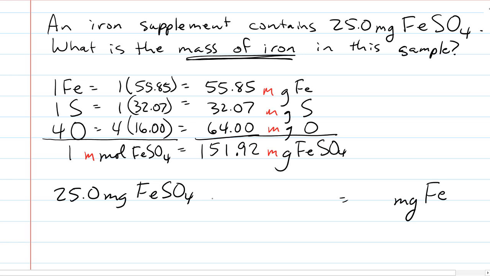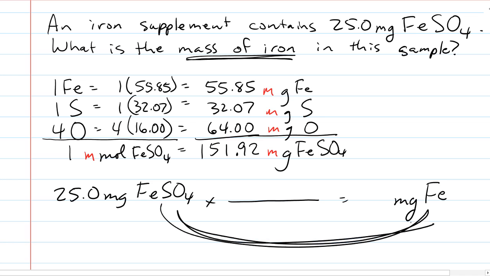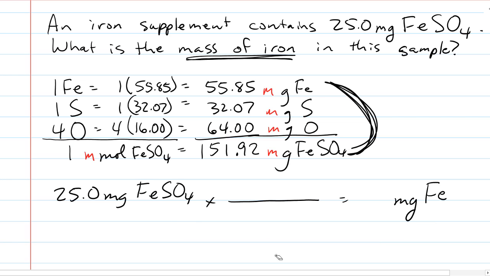So now, if we want to get to that answer, all we need to do is to find a ratio between these two substances. And we have that ratio right here. So place it in to get those units to cancel. On the bottom we'd put in 151.92 milligrams of FeSO4. On the top we'd put in 55.85 milligrams of iron.